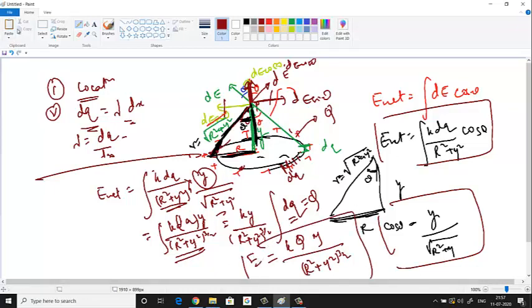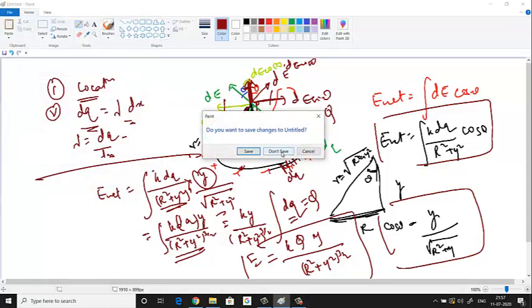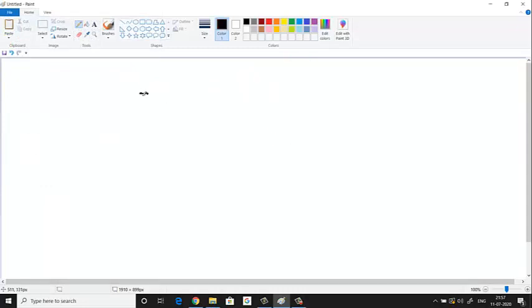So once again, let me write this properly. Electric field due to a ring is how much? K Q Y whole divided by r square plus y square whole power 3 by 2, if the ring is like this.